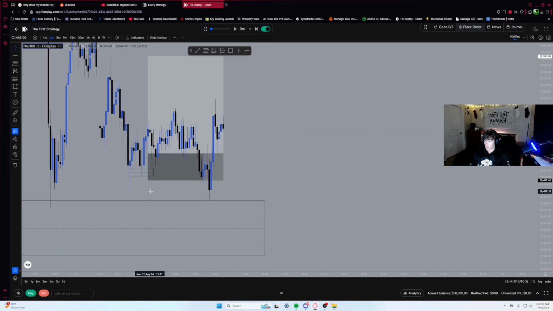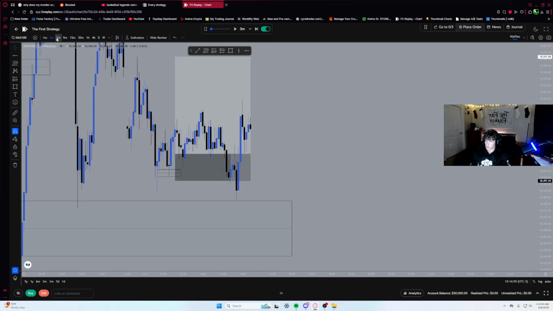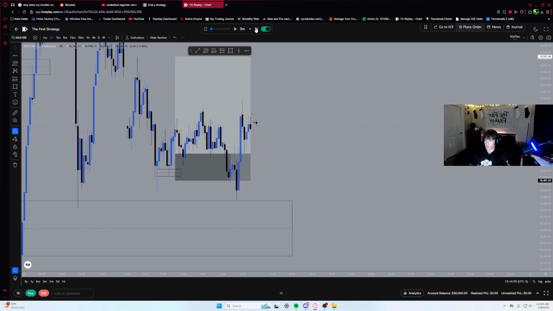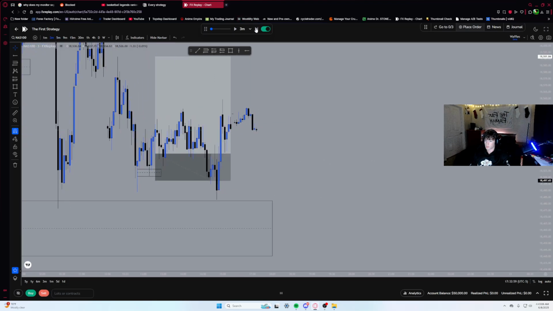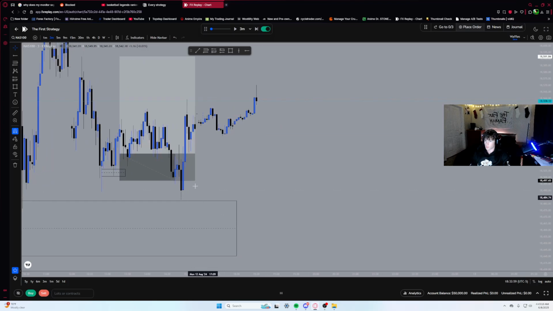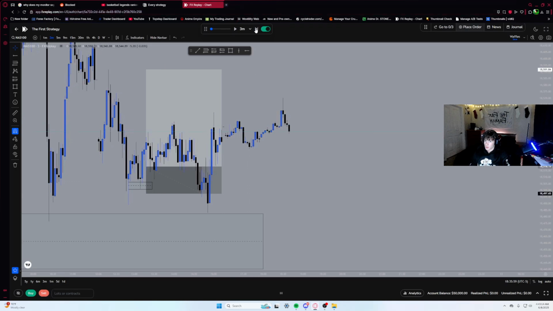Okay, looks like we got a liquidity sweep out here. Why did I take this trade? This is day 6. Looks like it's gonna go all the way up. Liquidity sweep.